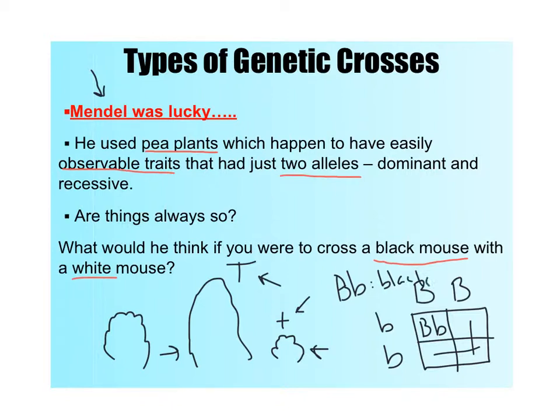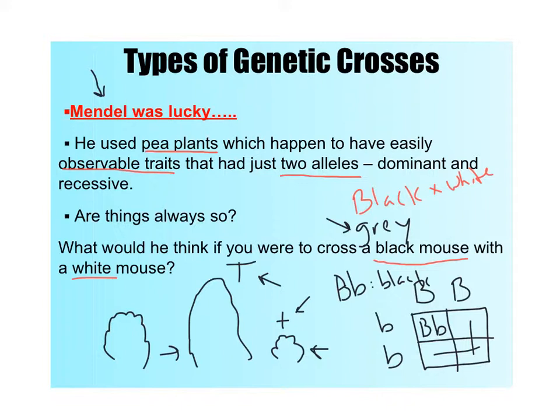Well, it's not always that easy. Sometimes when you cross a black mouse with a white mouse, or anything, could be a cow, mouse, cat, who knows. But sometimes black crossed with a white, you get gray. Because if you mix the colors black and white, you get gray. So every now and then you get that. And that's called incomplete dominance, which we're going to go over in a second.